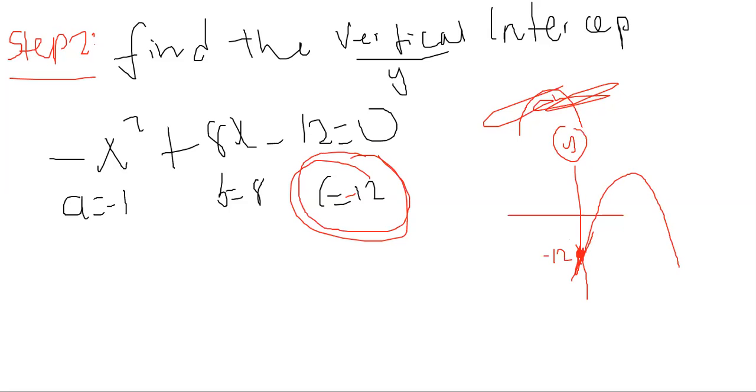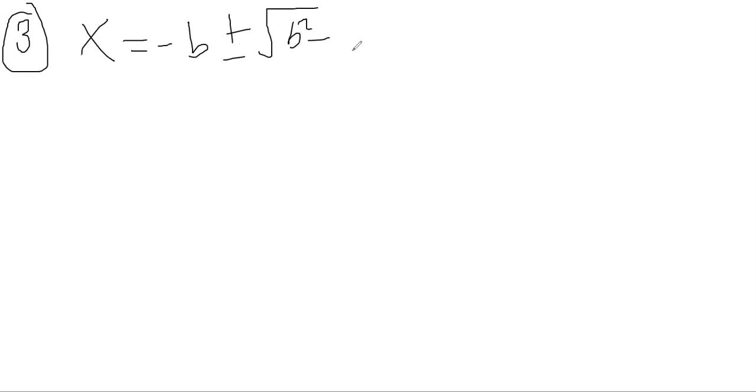The third one, which is the most important, because it's where you will put some work, is to find the roots of the equation, or the solution to the equation. So we can use our formula, which is minus b plus or minus the square root of b raised to the power of 2 minus 4ac, over 2 times a.